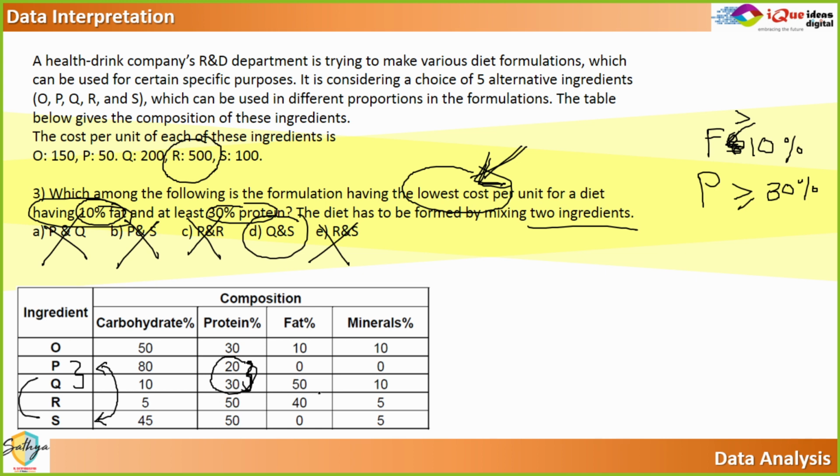Now in Q and S, the fat content is 50 plus 0, 50 divided by 2, 25%. It matches. And protein content is 30 and 50. So its average will definitely be more than 30. So it matches both the conditions and D should be my answer.